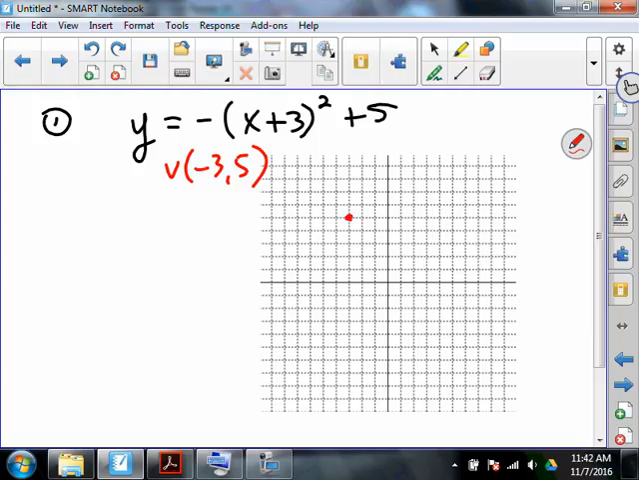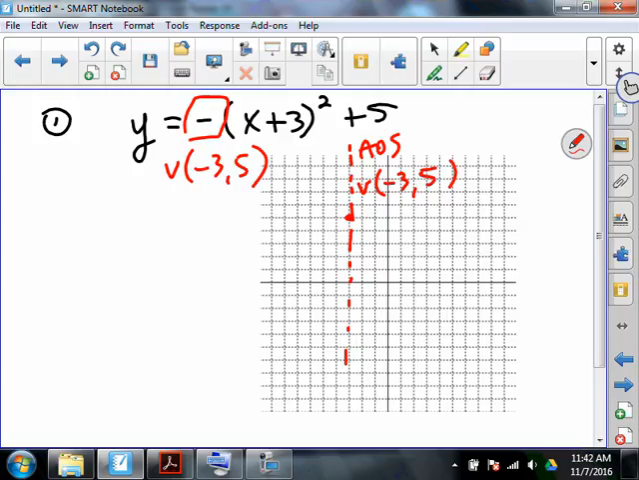I'd probably put in the axis of symmetry. So there's my vertex at negative 3, 5. The directions say plot and label at least 4 additional points. Now the vertex doesn't count as one of those 4. It says 4 additional points. So in this one, my a value is negative 1.